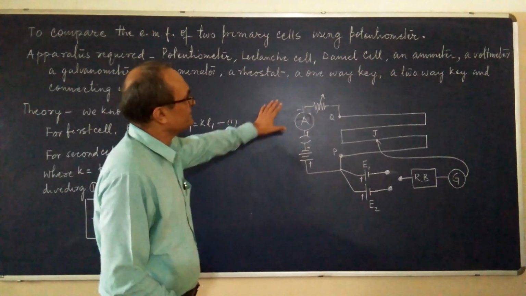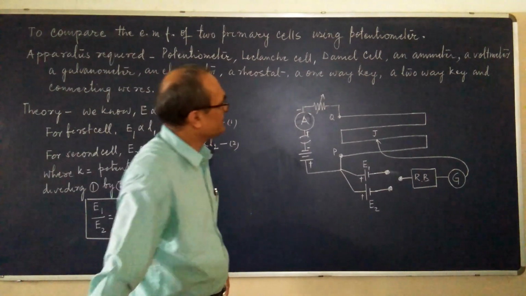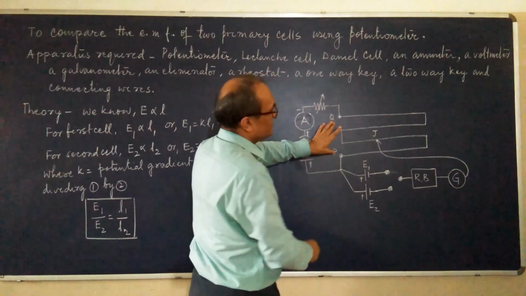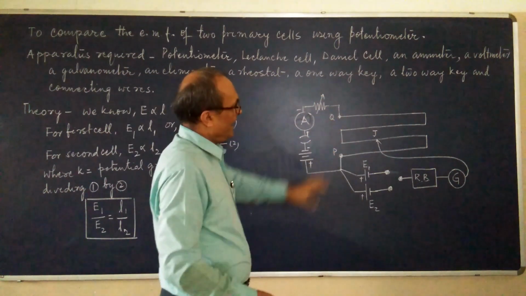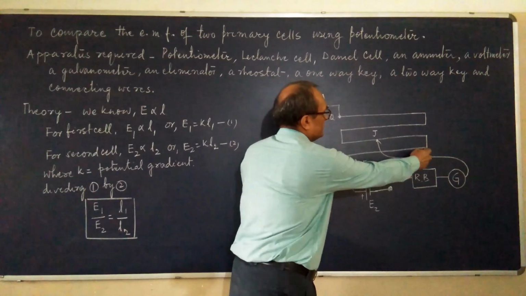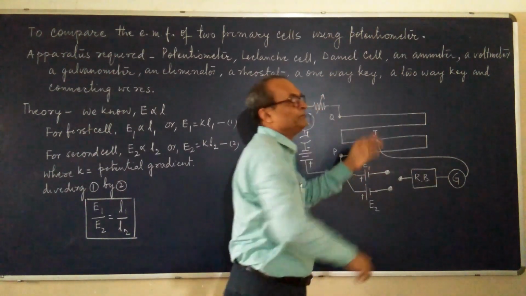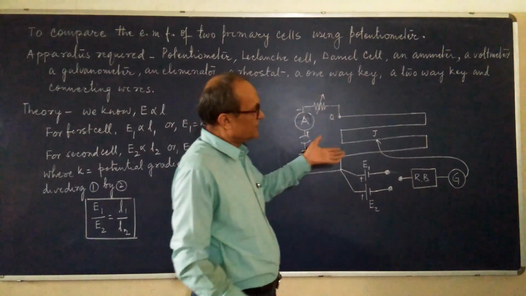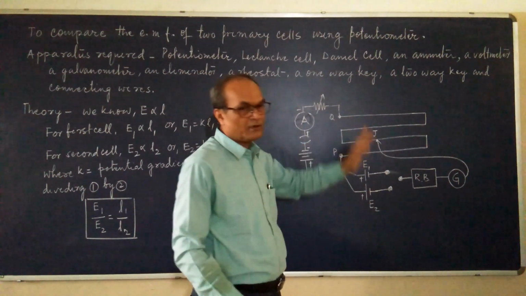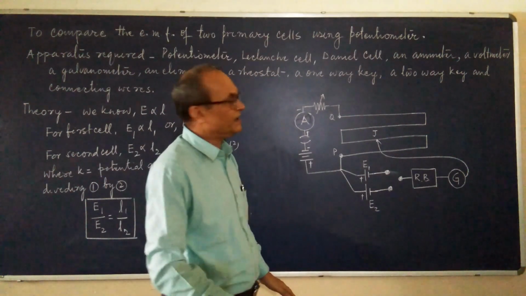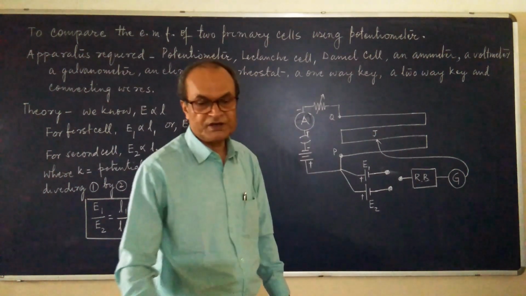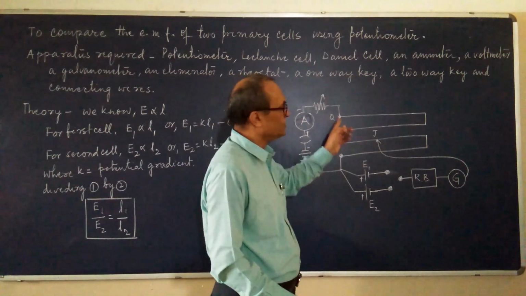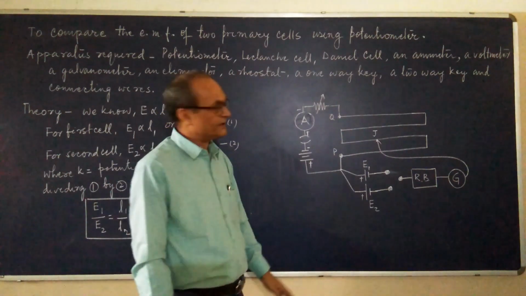Now come towards the circuit diagram. This is the potentiometer. Here are the two ends of the potentiometer, and there may be this wire, this wire, this wire, and this wire, in the length of 1 meter. So there may be 4 wires here, but in the laboratory we have a potentiometer having 10 wires, which means the total length from P to Q is 10 meters.